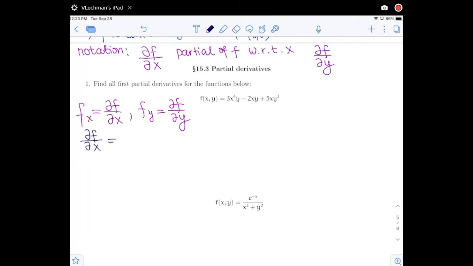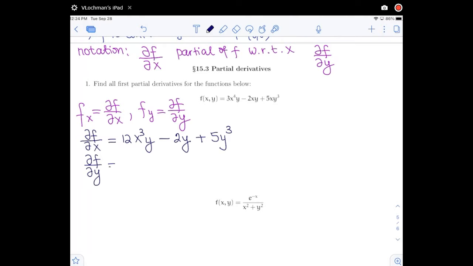So now I'm going to differentiate this function pretending that y is a number. Let's see, power rule here, so that's going to be 12x cubed y, minus what? x is the variable, y is the number, so that would be 2y, and plus what? x is the variable, y is the number, so this is just 5y cubed. That's my partial with respect to x.